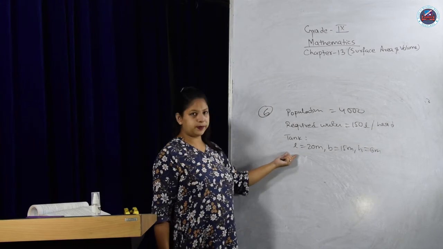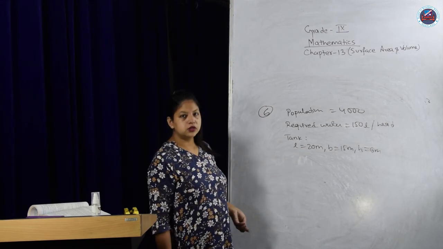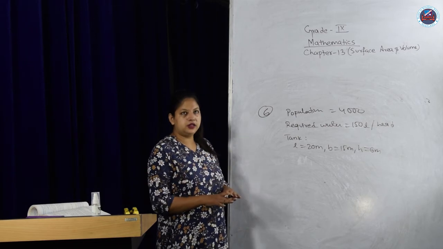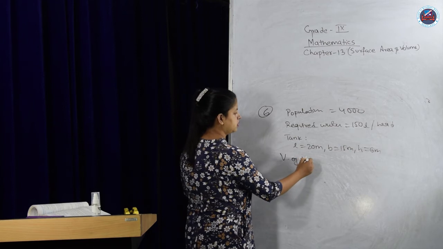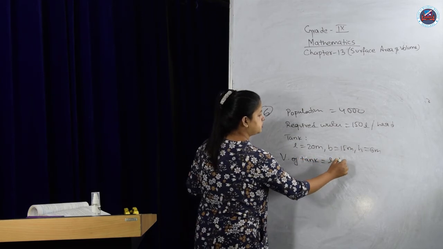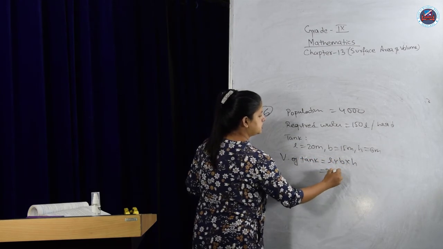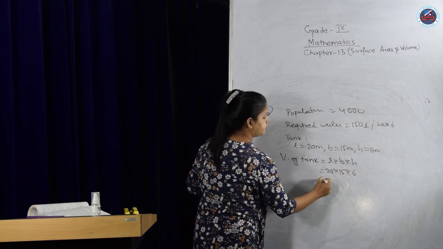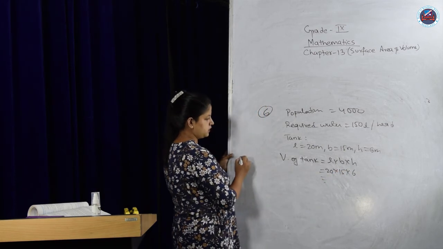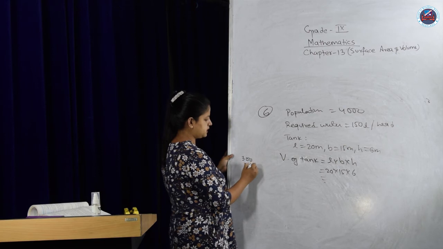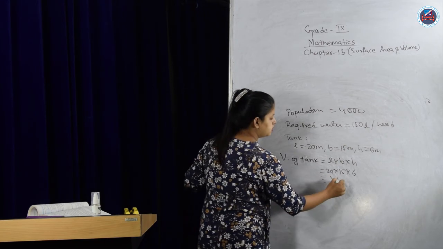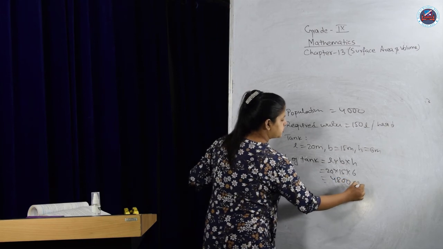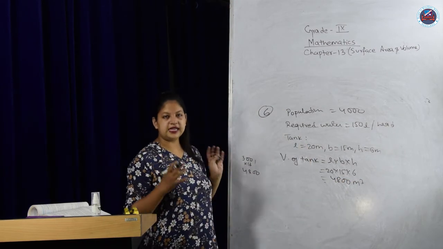Now let us find the capacity of the tank first. The tank is being filled, so obviously we will calculate volume. So volume of tank, L into B into H: 20, 15, 6. That is 4800 meter cube, the tank in that village.